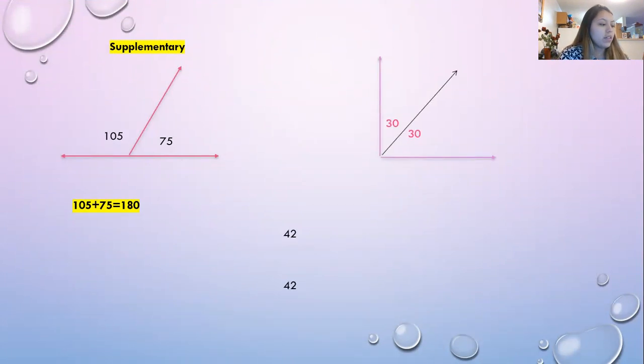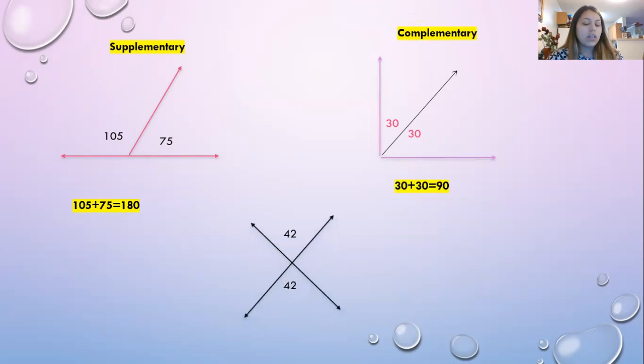Complementary lines are lines that add up to 90 degrees, also known as a right triangle. So we have to add 30 plus 30, which would give us 90 degrees.